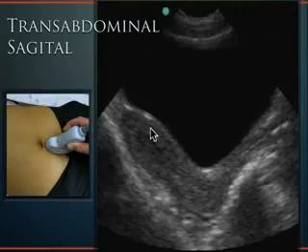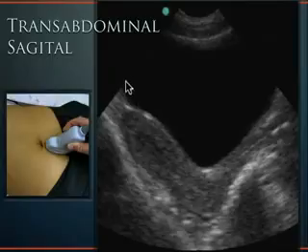This is what it looks like on ultrasound, the transabdominal sagittal anatomy. We can see the bladder looks very triangular shaped now. This is the fundus of the uterus out here. This is all the fundus of the uterus. This is the cervix down here, and this is the vaginal stripe right here.